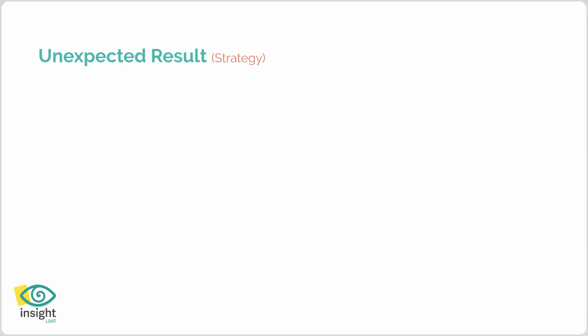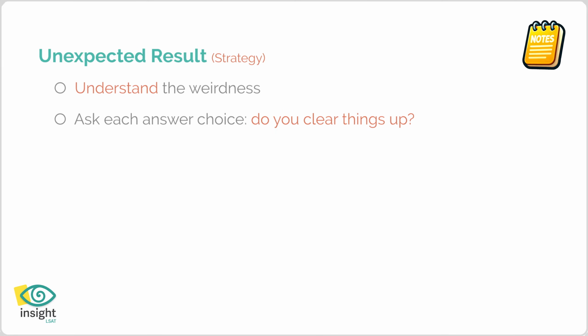The basic strategy for dealing with these questions is going to be to first make sure you understand the weirdness, and second, ask yourself of each answer choice, do you clear things up? People can often be too quick with the passage here. The stem often points out the unexpected result, and this can encourage you to be lazy. You have to sit with it for a moment. Why exactly is that result unexpected? What would you expect in such a situation? Take a moment and consider these questions carefully for yourself before just moving on to the answer choices.